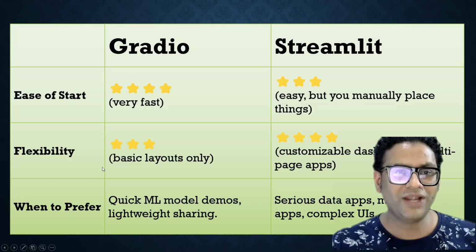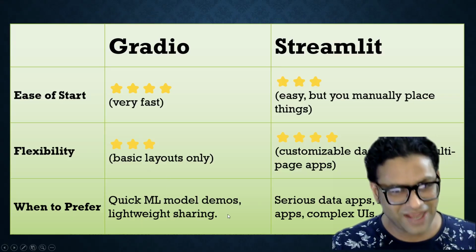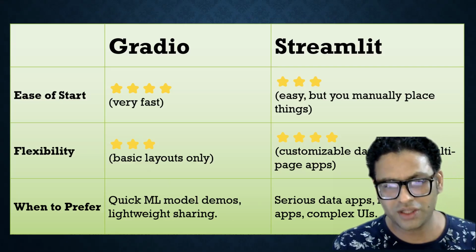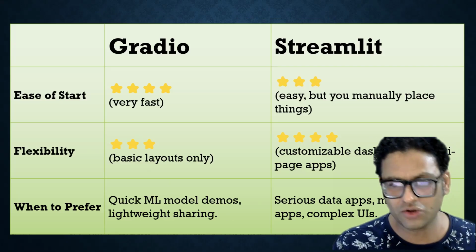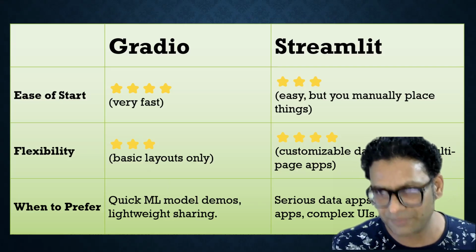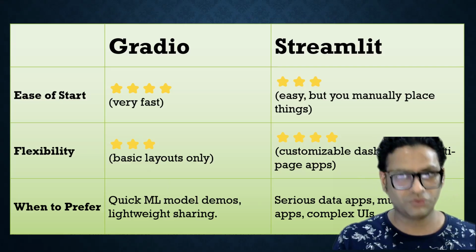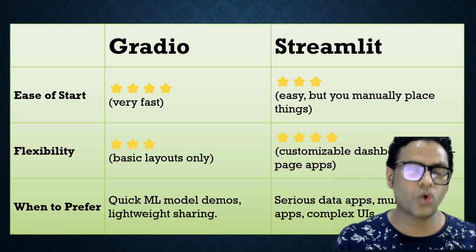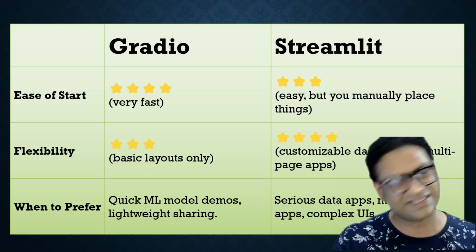Okay, so when to prefer what? As we have talked about this multiple times, if you need a quick ML model demo or an AI tool model with lightweight sharing, you will go for Gradio. But if you really need some kind of real-time application or a production-like application, I would recommend you go for Streamlit. Again, it's very subjective, depending on what precisely you want to achieve, and accordingly you can decide.